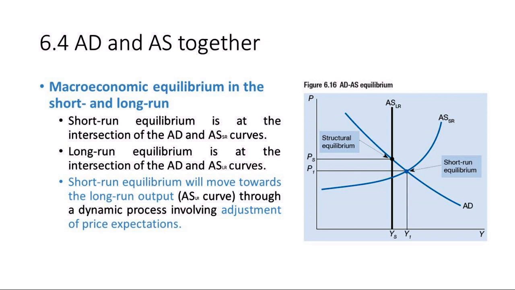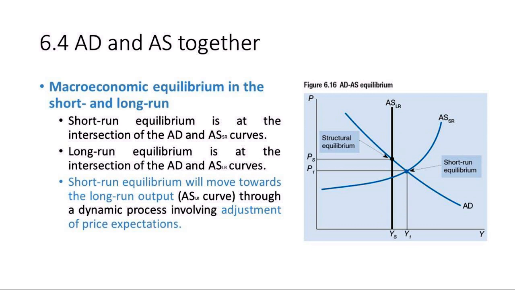In the short run, you have an equilibrium at the intersection of the AD and the short run AS curve, for example, over here. In the long run, the intersection has to be on the long run AS curve, which is at an income level that could be called the structural or the long run equilibrium level of income.